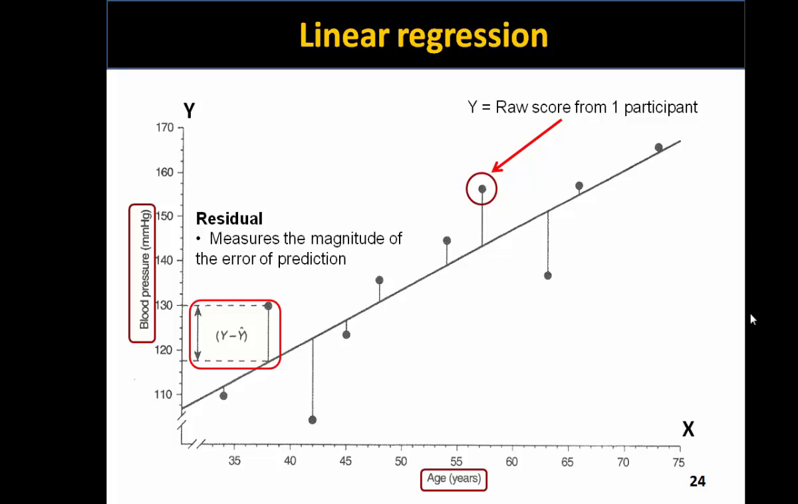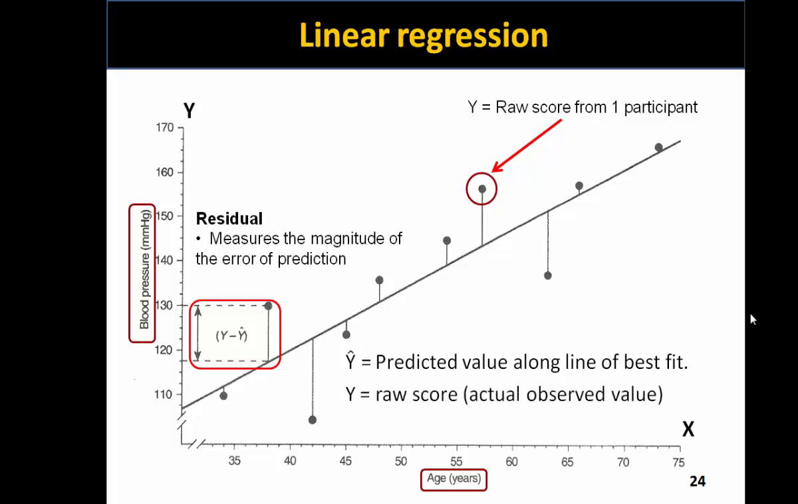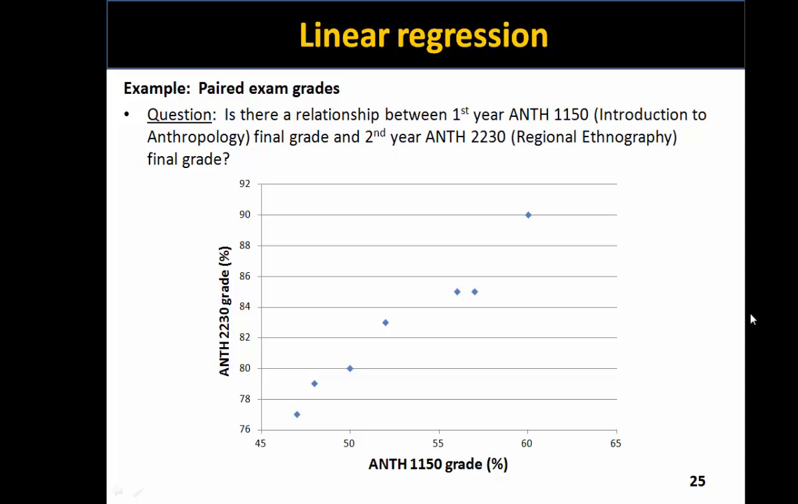So once again here, the residual, the difference between those two measures, gives us an estimate of the error, the variability in our prediction, knowing that our predictions are never going to be perfect. So y hat, once again, is the predicted value along the line of best fit. We do not observe this value. We predict this value from the equation, but y is the actual observed score.